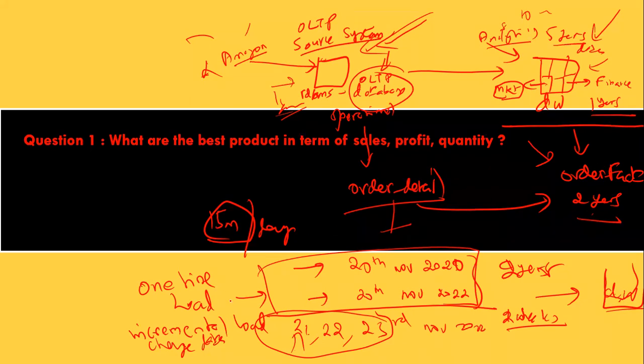Okay, so what is incremental load? Whatever the changed data, whatever new changes are happening at your source system, that you are pushing to your target system, in this case your data warehouse. This is what incremental load is.